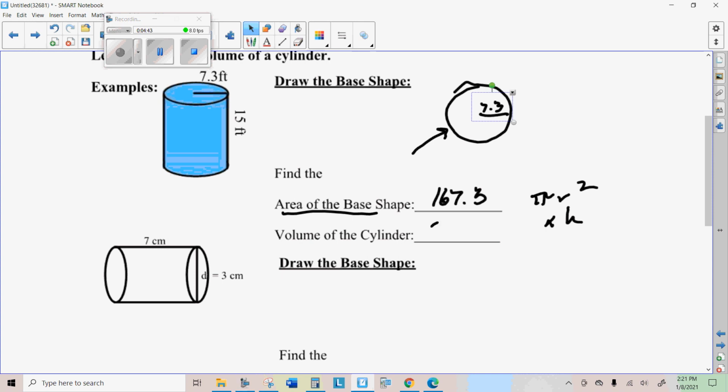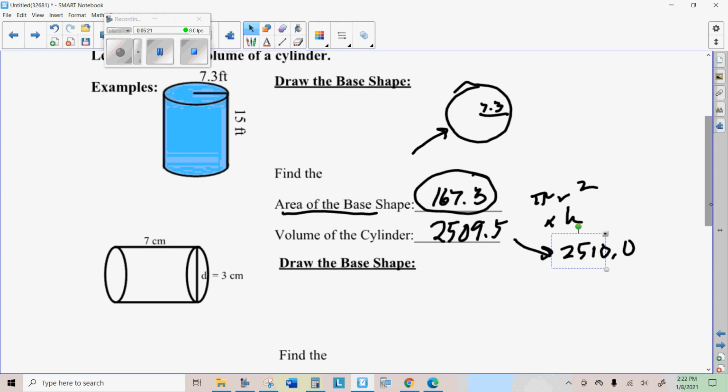So you should have got 167.3, and multiplying that by 15, we get 2,509.5. Now, if you left this whole answer in your calculator and then multiplied, which I would be totally okay with, you would be a little more accurate, and then you would have got 2,510.0. Okay? All right. So let's try another one.